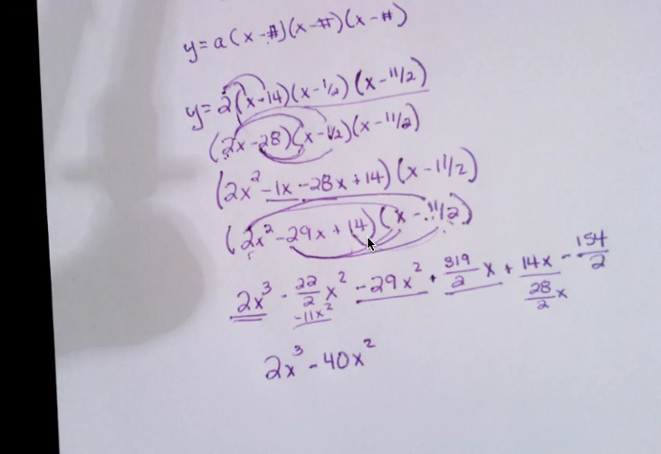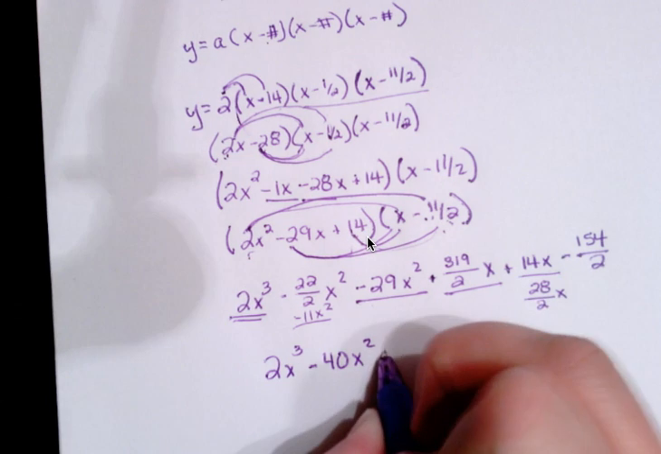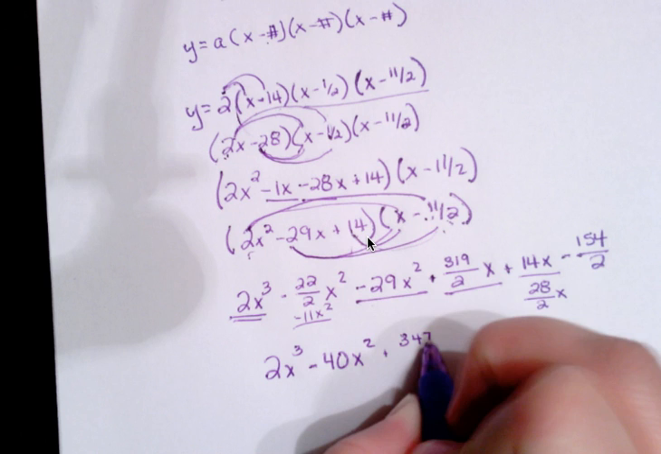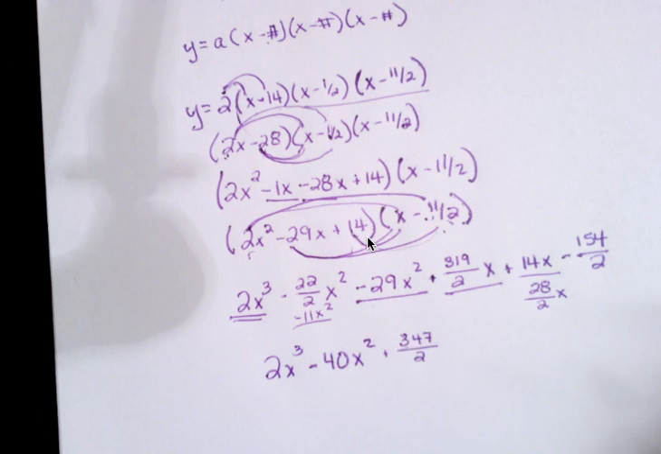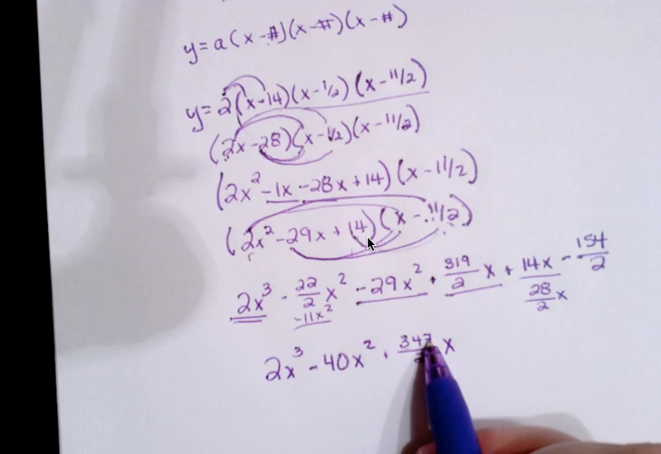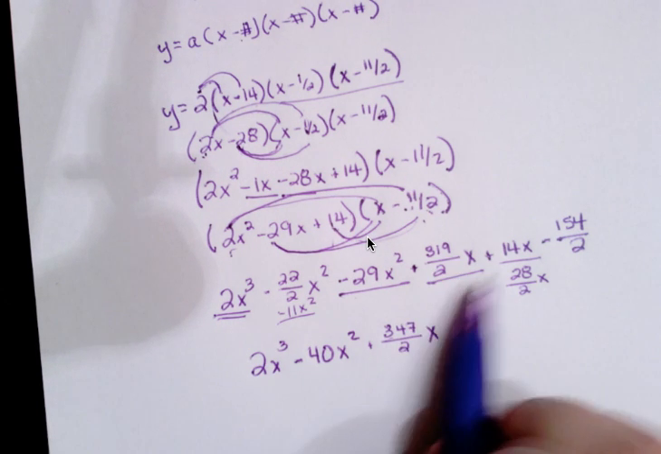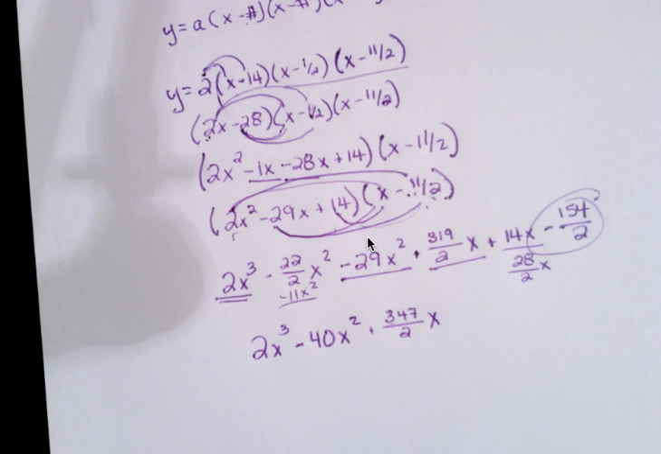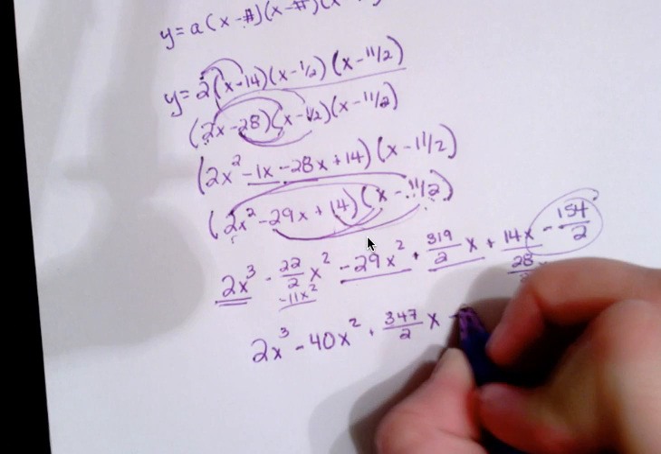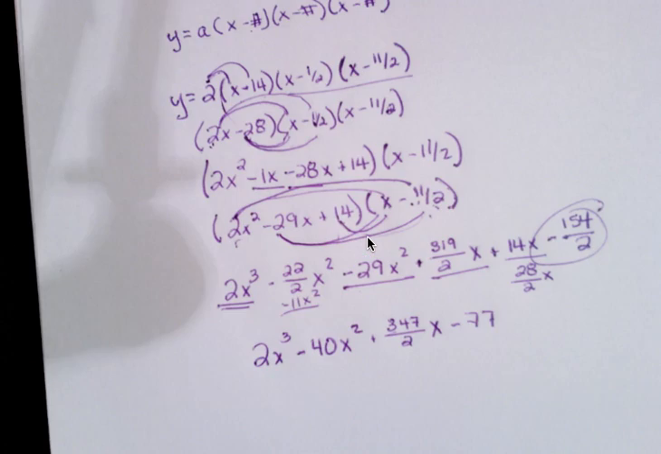Well, 319 plus 28 is 347, and it's still over 2x. And that doesn't reduce, and I know that because this has a 7 and this has a 2, so nothing goes into both. And then I have negative 154 divided by 2, which if you do that math, half of 154 is negative 77. And that should be your answer.